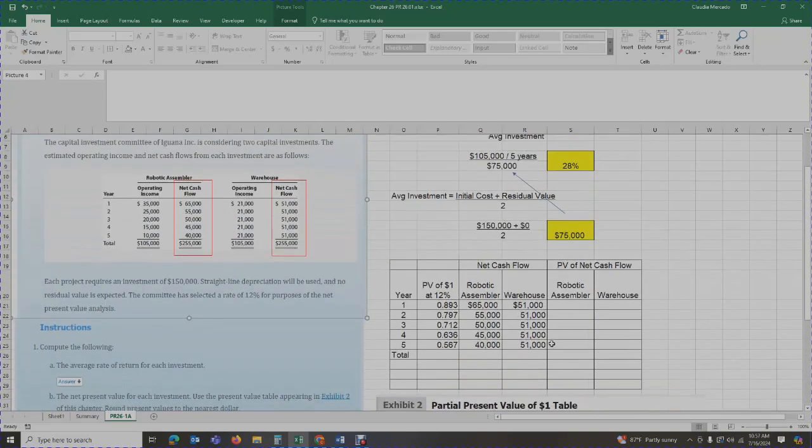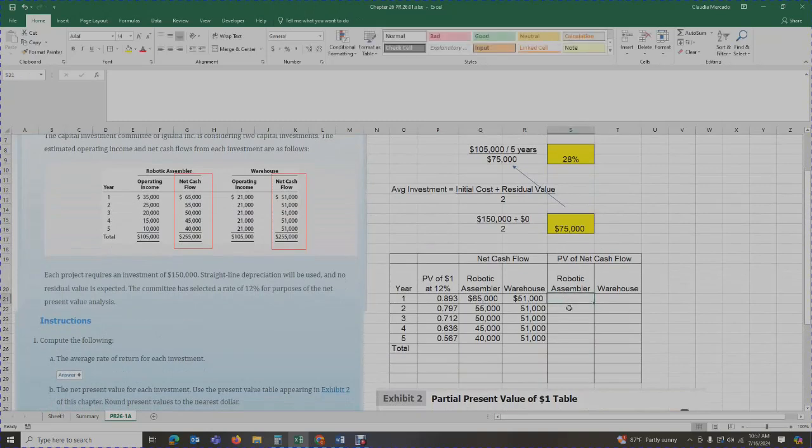So now what we're going to do is calculate the present value of net cash flow for the projects. We're going to go ahead and get the $65,000 for the robotic assembler times the present value rate. That's going to give me $58,045 for year 1.